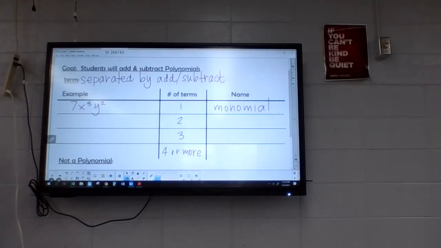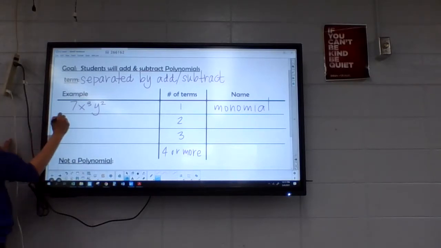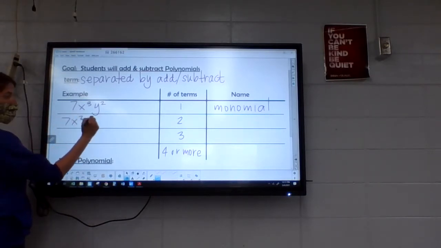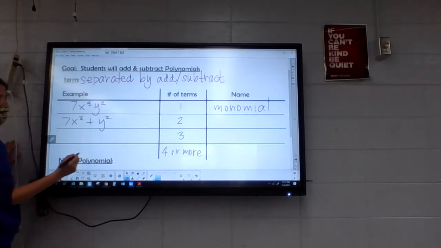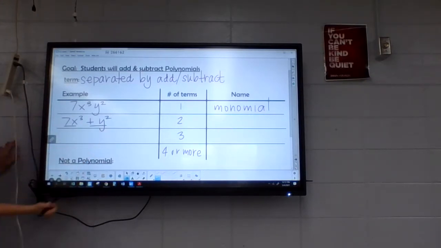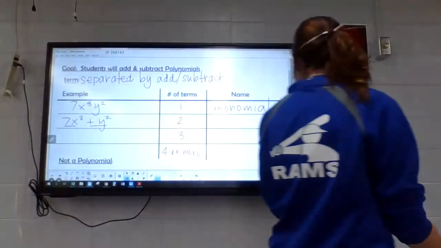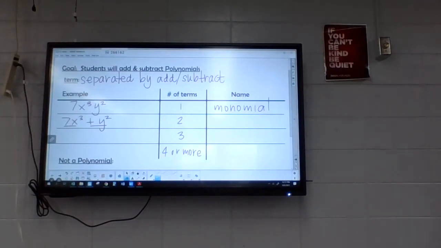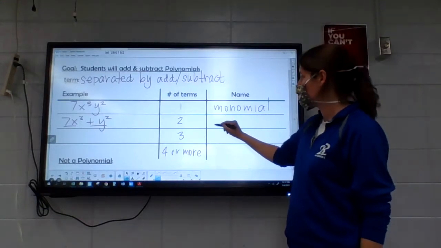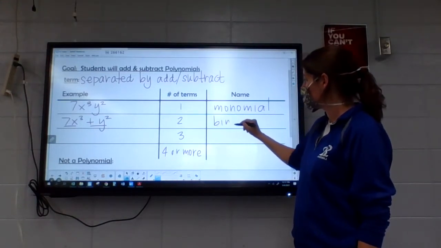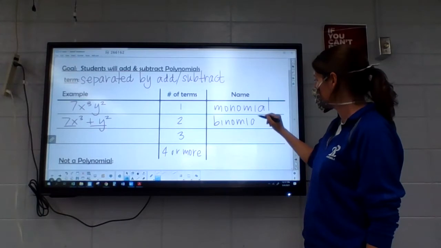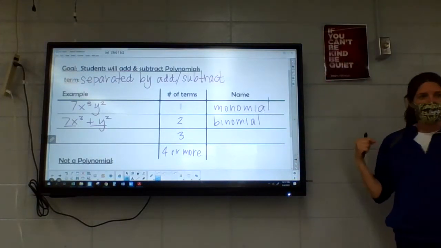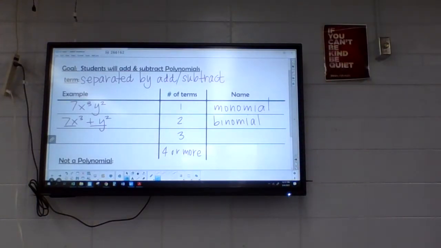Now, the way we add another term is basically to put addition or subtraction in there. So if I break this up and put a plus sign between them instead, now this becomes two terms, separated by addition and subtraction. The one term is the 7x to the third. The second one is the y to the second. Any idea what we would call that? A binomial. Think bicycle, two wheels. So binomial.